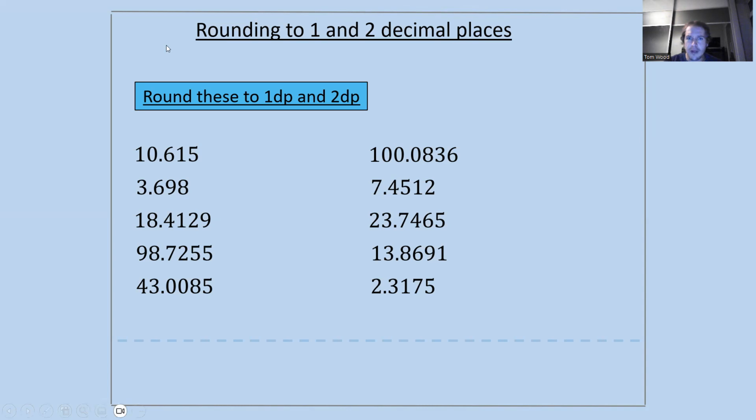From everyone's initial assessments, it seems like the majority of people are quite happy with this kind of rounding decimals idea, which is why I thought we'd cover this topic first today.